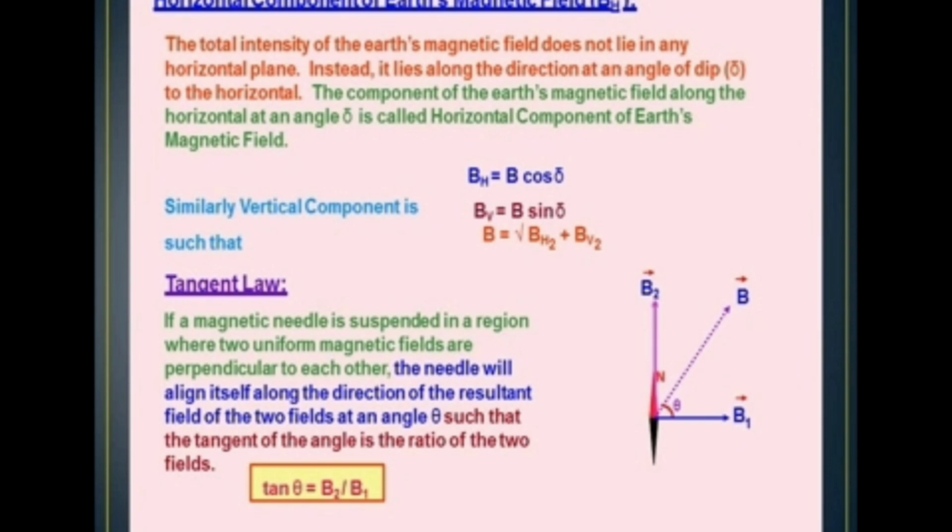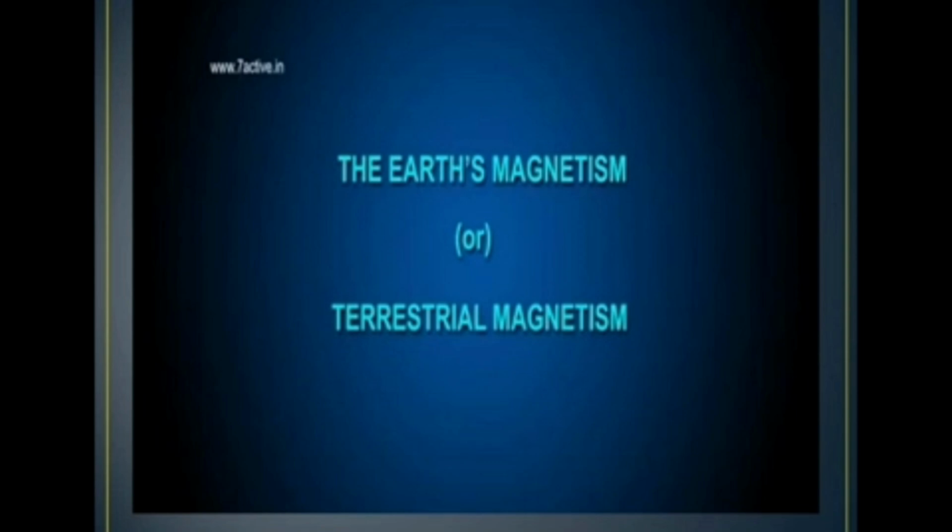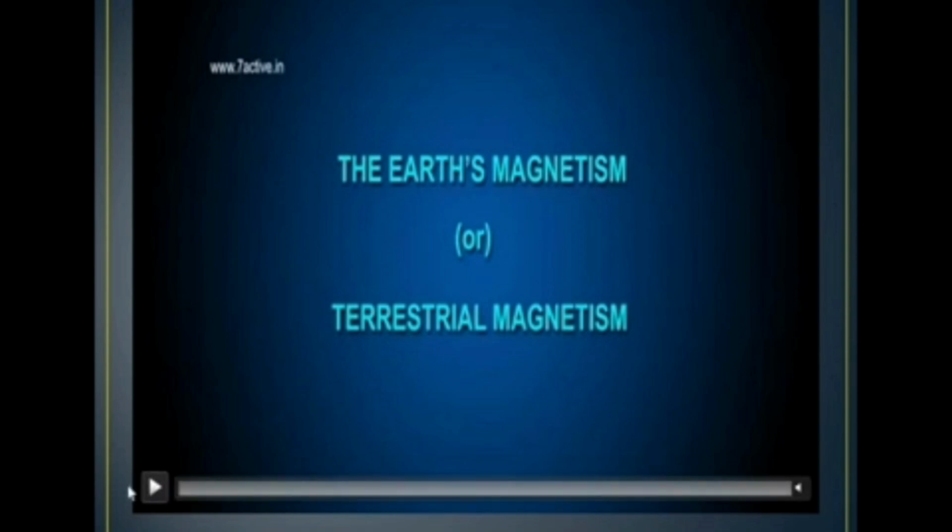See the picture. Here B2, B and B1 are there. Suppose the magnetic induction B is divided into two components, X component and Y component, or the horizontal component and vertical component. Always you can take the horizontal component as B cos theta, and the vertical component as B sin theta. Okay. So that is the earth's magnetic field. Now we are going to see the animation about that.